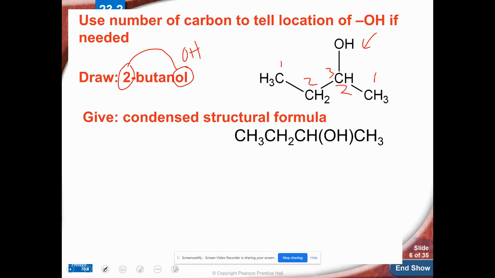So now let's give that condensed structural formula. I have a CH3, and now I have a CH2, a CH, and now remember, look, the OH goes in parentheses like the branch did, and then the CH3.